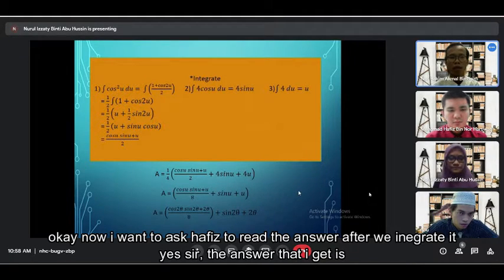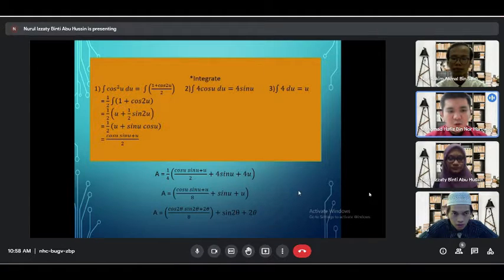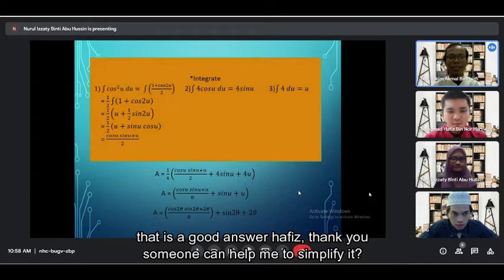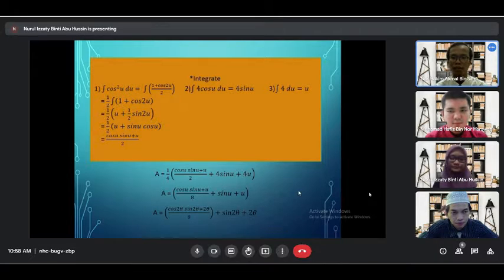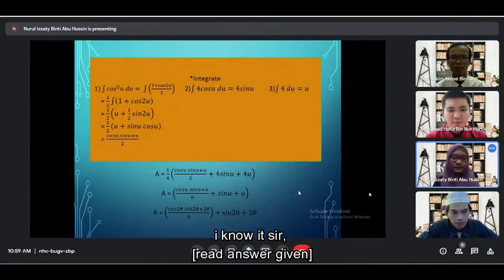Okay, now I want to ask Hafiz the answer after we integrate it. Yes, sir. The answer that I get is 1 over 4 in bracket, cos u sin u plus u divided by 2, plus 4 sin u plus 4u. That is a great answer, Hafiz. Thank you. Can someone help me to simplify it? I know, sir. We will get cos 2 theta sin 2 theta plus 2 theta divided by 8, plus sin 2 theta plus 2 theta.